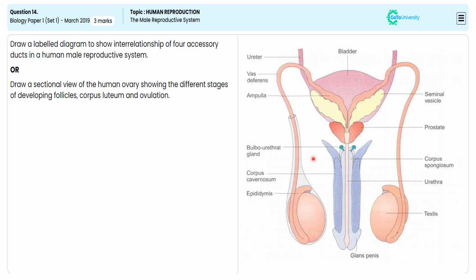In this picture, you can see the vas deferens, which is very important for sperm motility, whereas the duct of the seminal vesicle is circulating the seminal fluid. This fluid is circulating the fructose and calcium for the sperm nourishment.